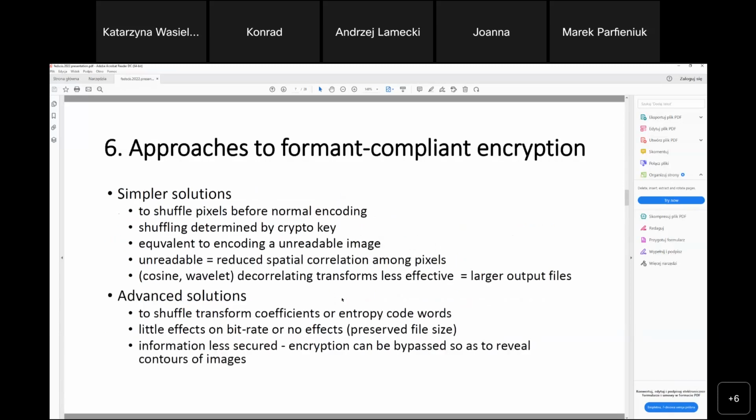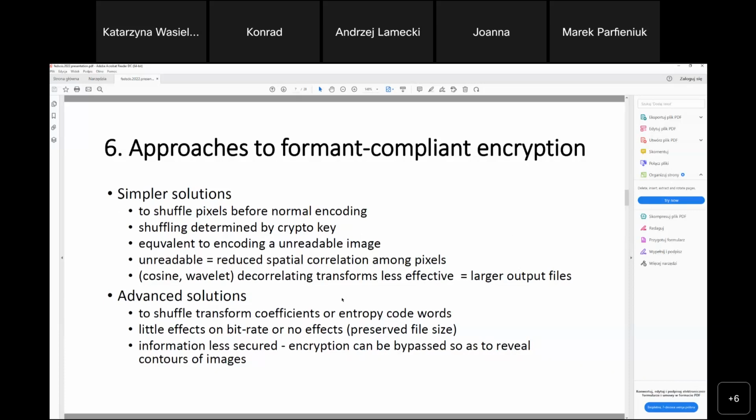It is possible to consider two categories of approaches to format compliant encryption. A simpler solution consists in simply shuffling pixels before normal encoding. Shuffling is determined by the crypto key.